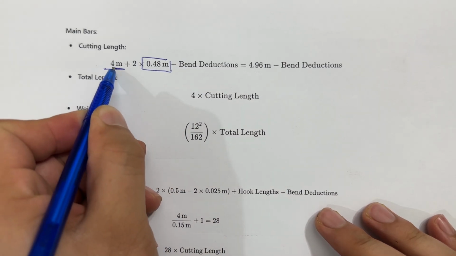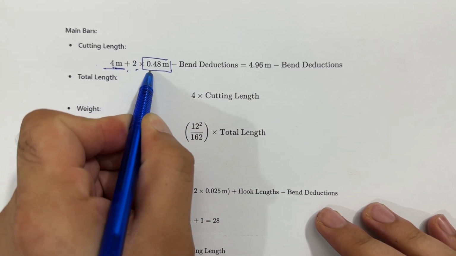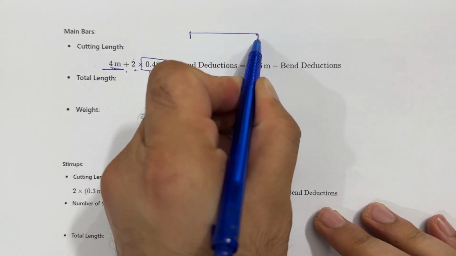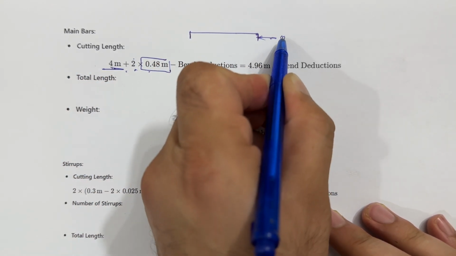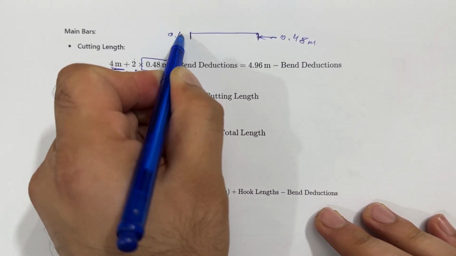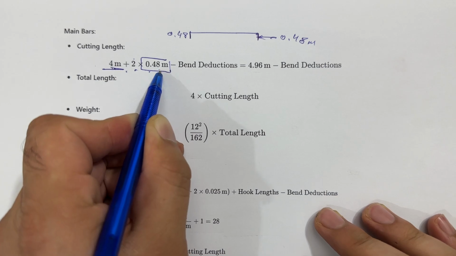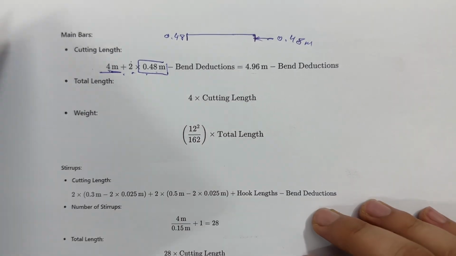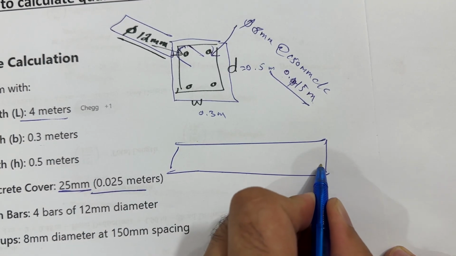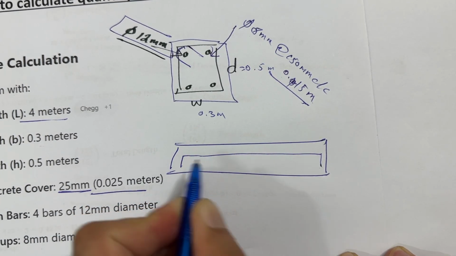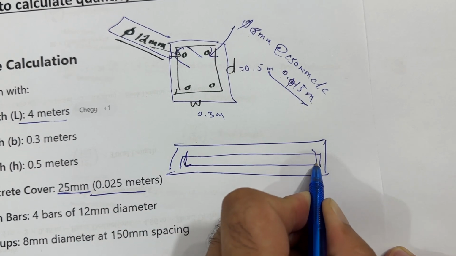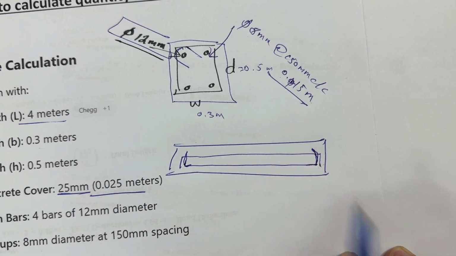So 4 plus 2 multiply, because we have 2 development lengths. You can see this is a development length, and this is also a development length. For each bar the development length is 0.48 meter. So what is development length? Let me show you in this beam. This is a long section of the beam, and inside this is the steel reinforcement. The upper bar is going to the downward side and the bottom bar is going to the upward side. So this is the development length.